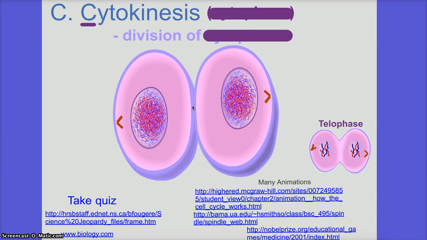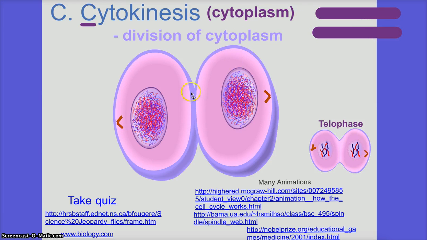The last part of the cell cycle, or the last part of cell division, is cytokinesis. What's going to happen there? Division of what? Cytokinesis for cytoplasm. The cytoplasm literally splits, forming what we call two daughter cells, one being identical to the parent cell.